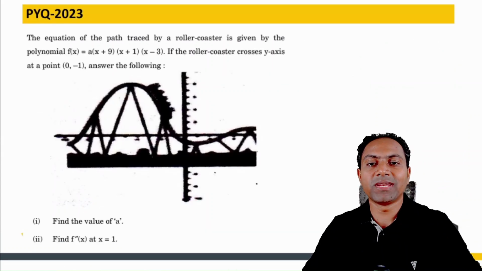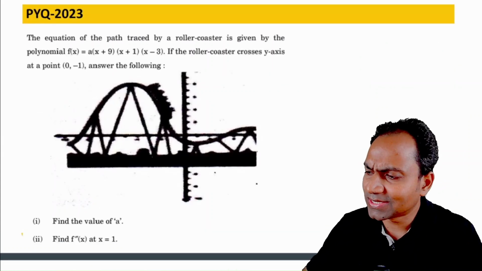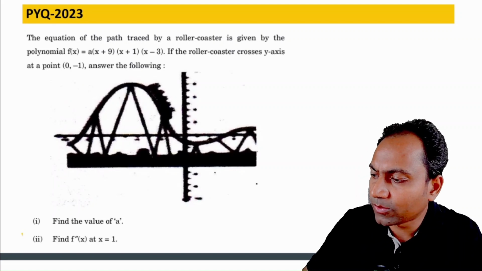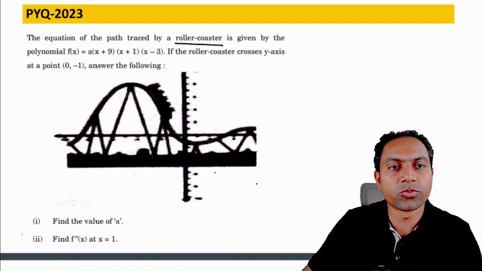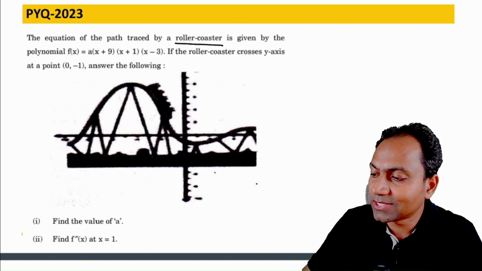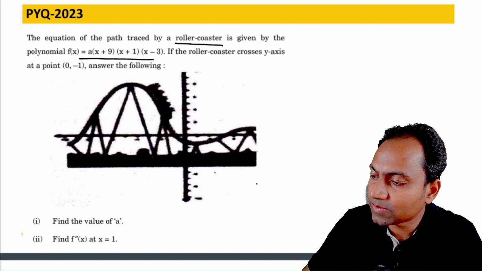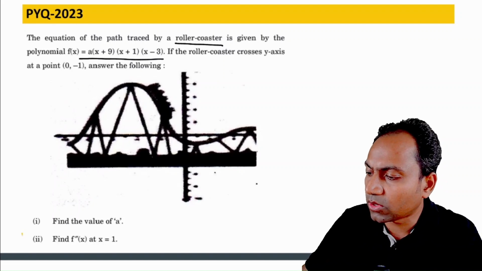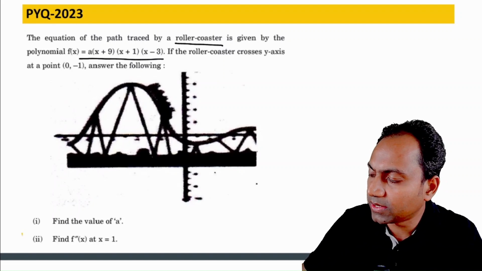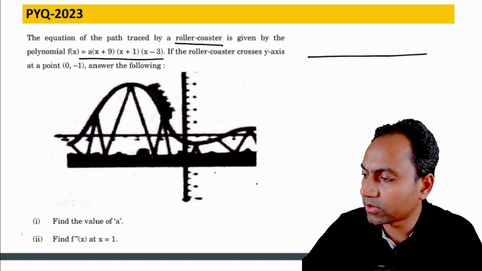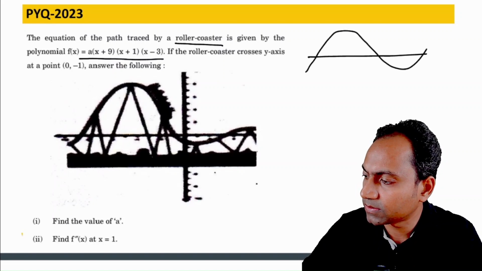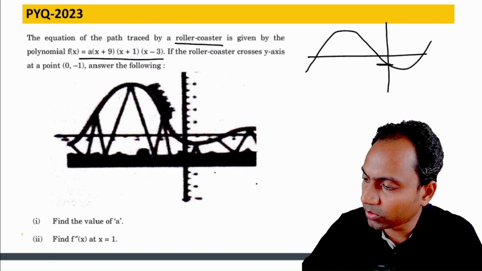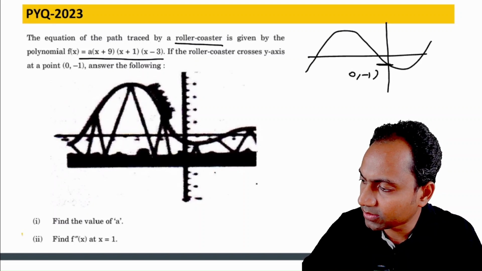Now this 2023 question is a case study type of a question which has two parts. So you can see that they are talking about a roller coaster in the question. This roller coaster is given by this polynomial equation a times (x plus 9) into (x plus 1) into (x minus 3). And if I draw the diagram, it is something like this. And what they're saying is this crosses the y-axis at a point (0, minus 1) like this.